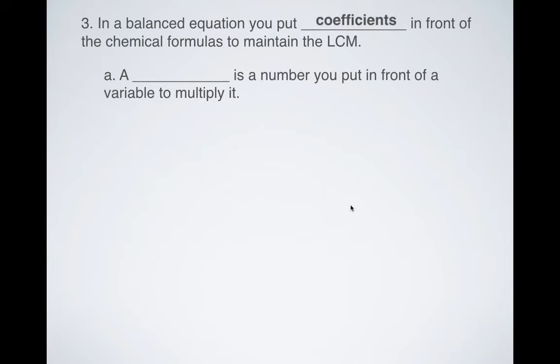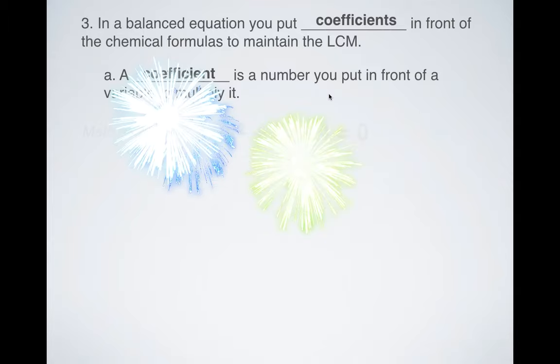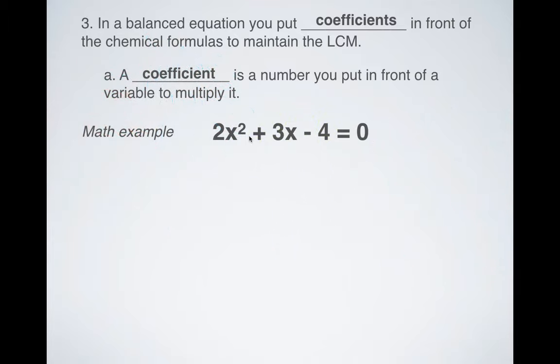So how do we balance an equation? Well, you just kind of saw. We put coefficients in front of the chemical formula. So what is a coefficient? It's a number that you put in front of something to multiply by it. You're used to seeing this in math: 2x squared plus 3x minus 4 equals 0. These right here are coefficients. What this is telling me is I don't just have x squared, I multiply 2 times x squared. I don't just have x, I'm multiplying 3 by x.